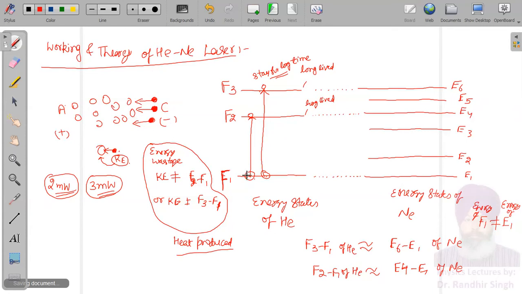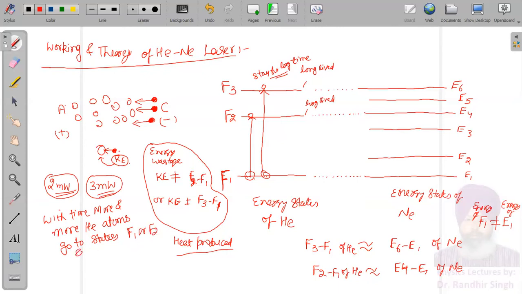So what happens when these electrons collide with the gas molecules? Then the gas molecules take this energy. Because these states are long lived, with time, more and more helium atoms go to states F1 or F2, and their number increases.